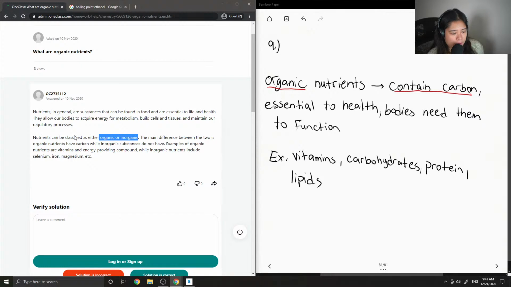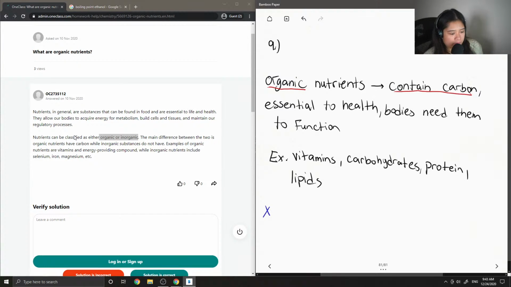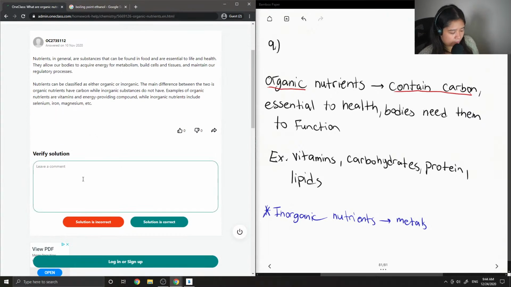Yep, so I'll also just write here that you can say that the inorganic nutrients can include the metals on their own without any carbon. Yep, so I can verify that this solution is correct. Great answer.